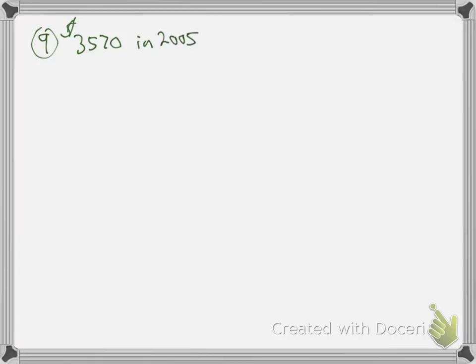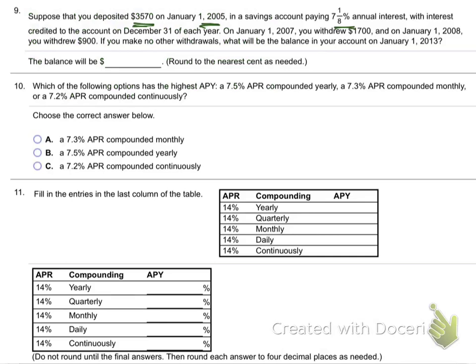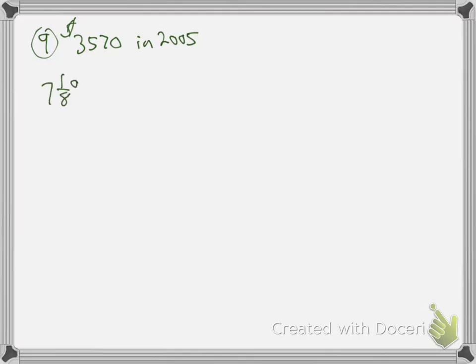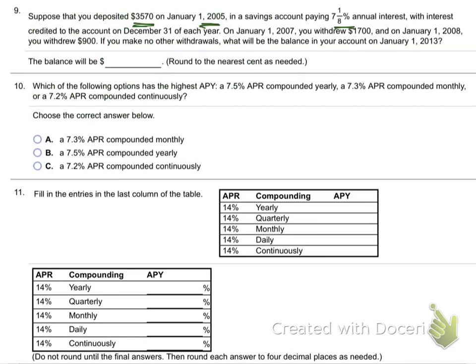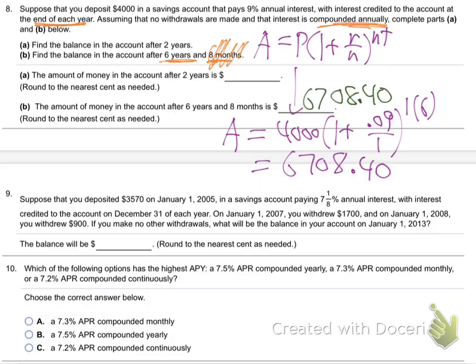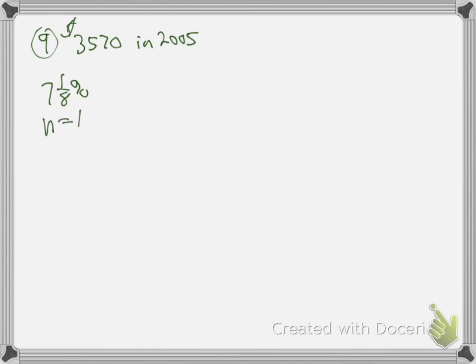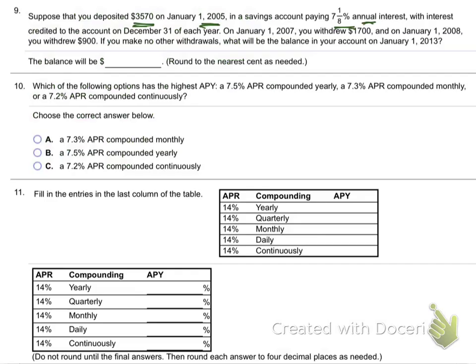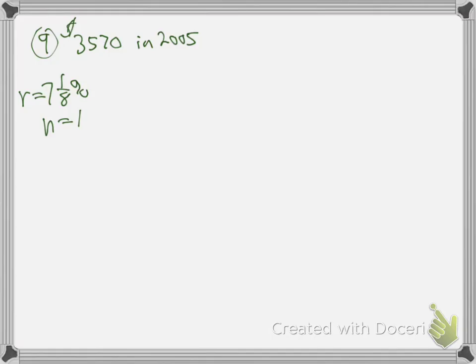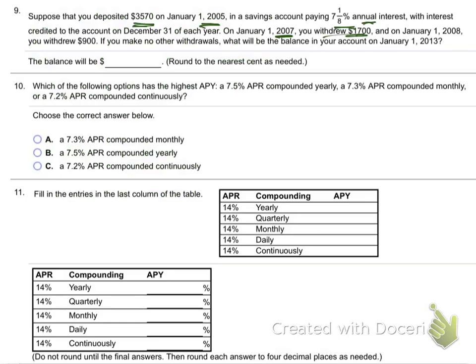And what's the account? It's 7 1/8% annual interest. So it's just once a year, right? There's nothing in here about compounding. It's just annual. So N is just 1. The interest rate is 7 1/8. All right. On 2007, how many years later is that? You withdrew 1,700. 2 years. So withdraw. How much was that? 1,700.